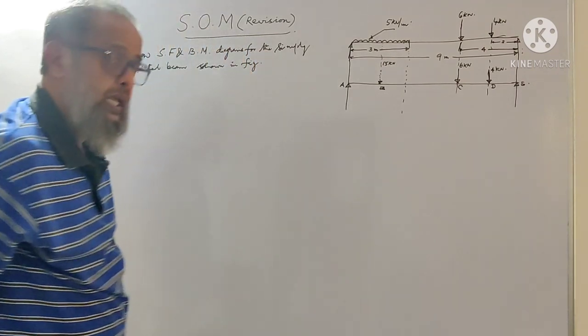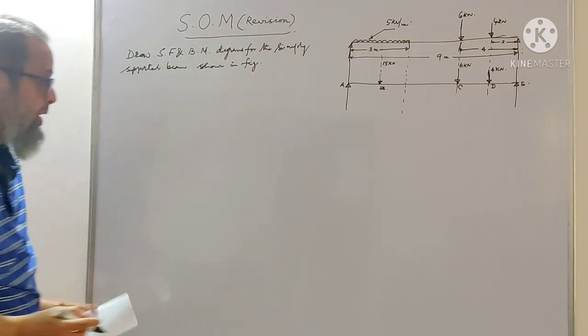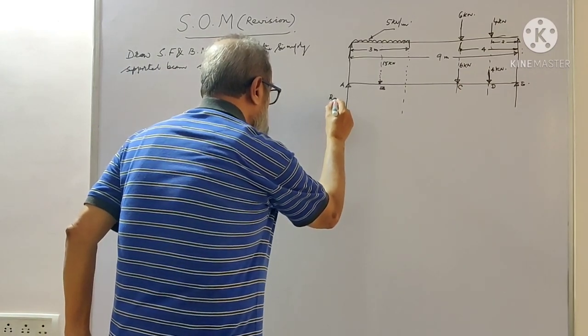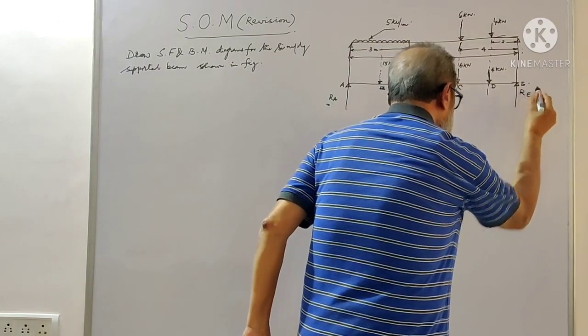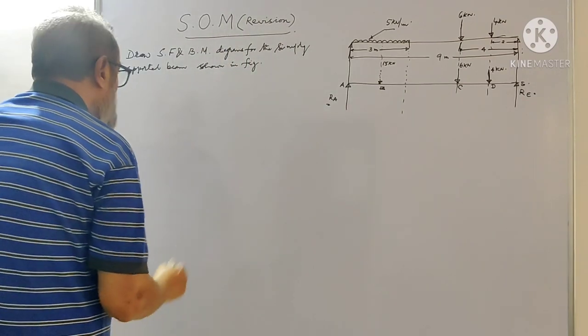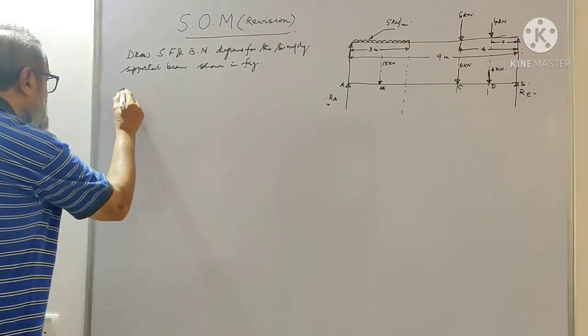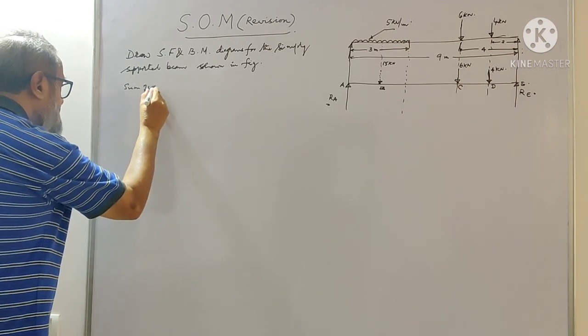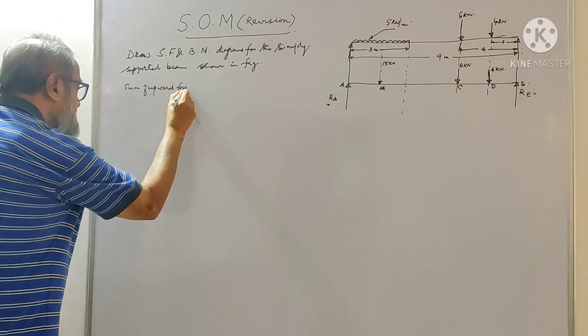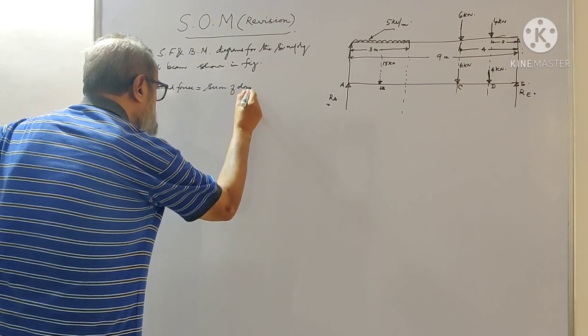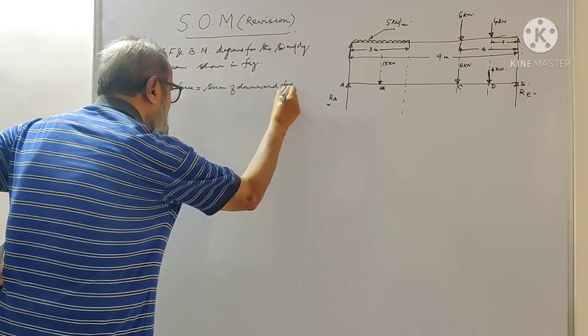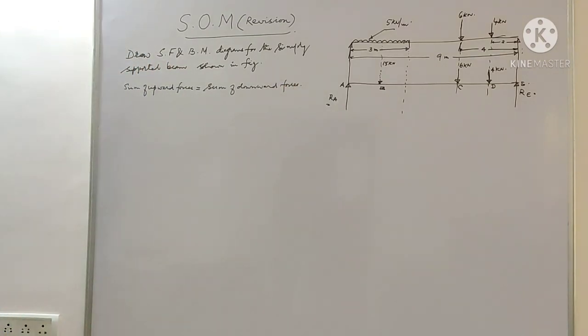Now the first thing we have to do in a simply supported beam is to calculate the reactions. There are two reactions, one at A and one at E. RA and RE are the reactions. For finding out the reactions, sum of upward forces is equal to sum of downward forces. For the beam to be in equilibrium, the sum of upward forces must be equal to the sum of the downward forces.